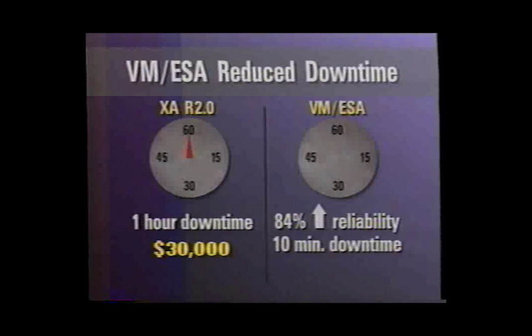But let's look at a more detailed example of the type of savings you can get delivered through your ESA product. With the chart that we're now showing, you can see that in the past, an outage of 1 hour could cost a customer as much as $30,000. With the type of savings we're seeing with ESA 1.1, it reduces that down to $4,500, more than $25,000 savings. And that's because VM is more reliable?